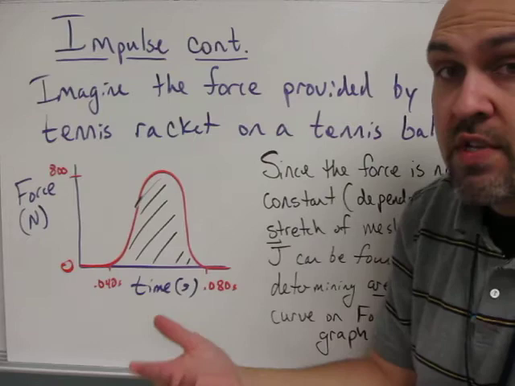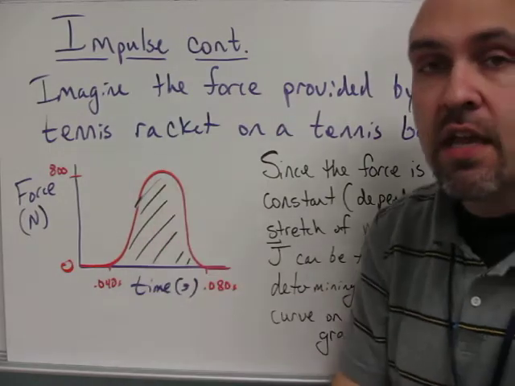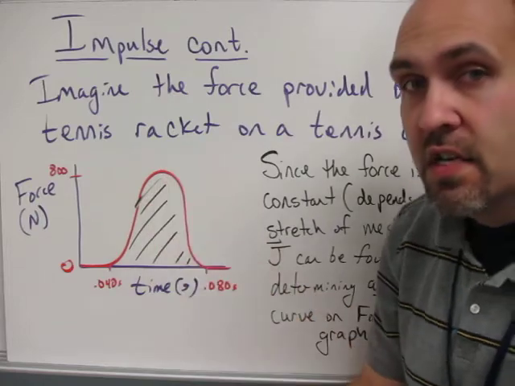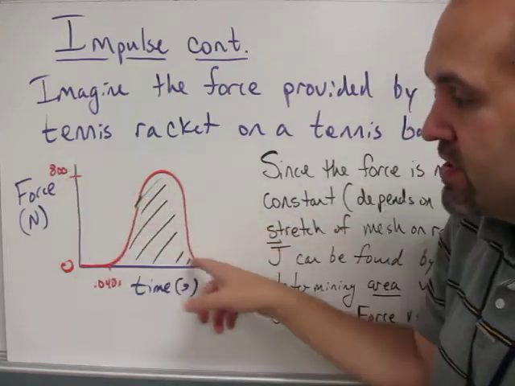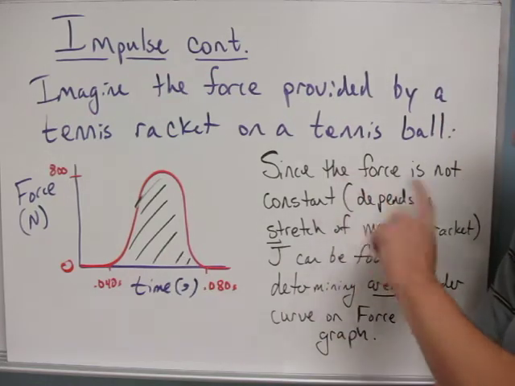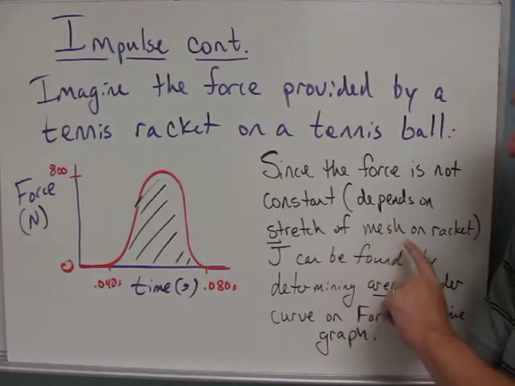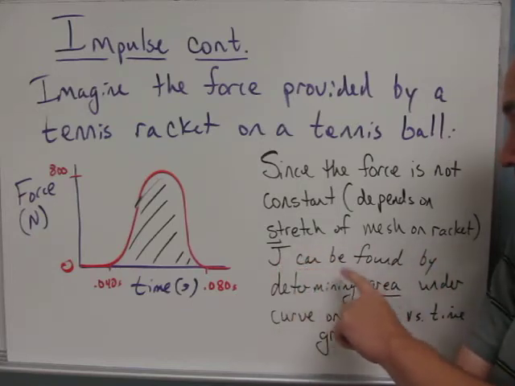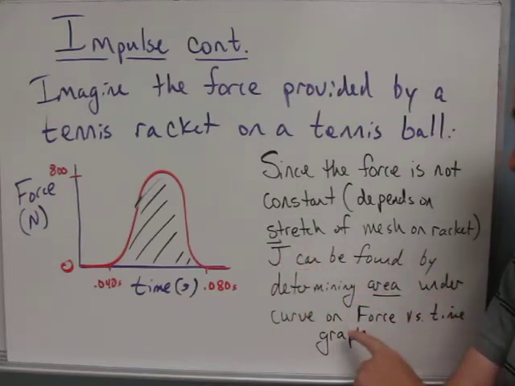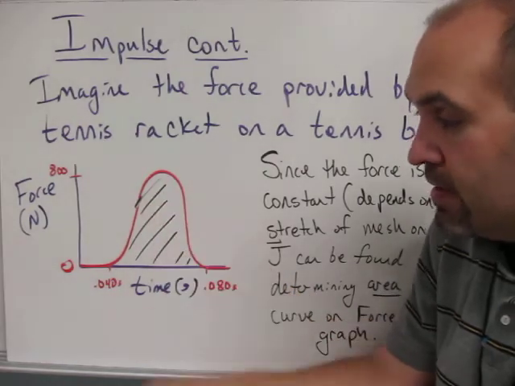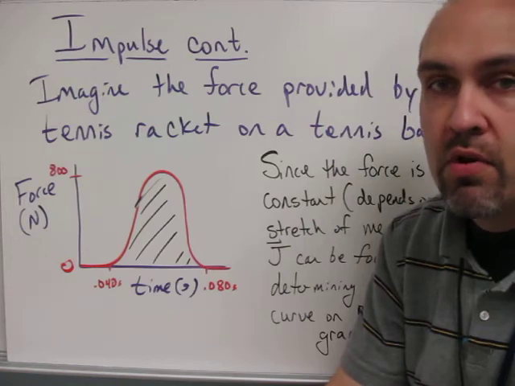And so sometimes the force isn't constant, and we might need to calculate an impulse using, say, an average force. Or if we have a graph like this, it's really easy. Impulse is just force times time, which is equivalent to finding the area under that graph. So since the force is not constant, it depends on the stretch of the mesh on the racket, J, that is the impulse, can be found by determining the area under the curve on the force versus time graph. So if we could somehow calculate this area, we could determine what the impulse is.